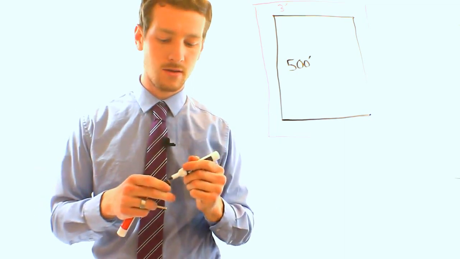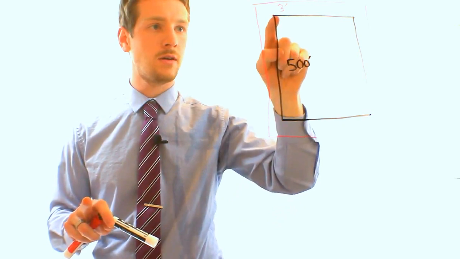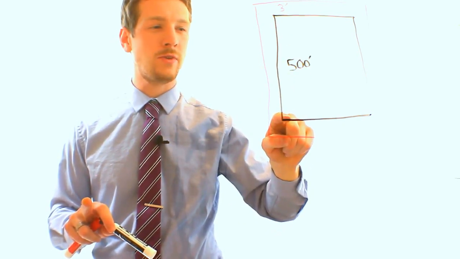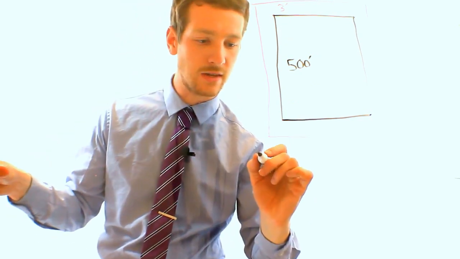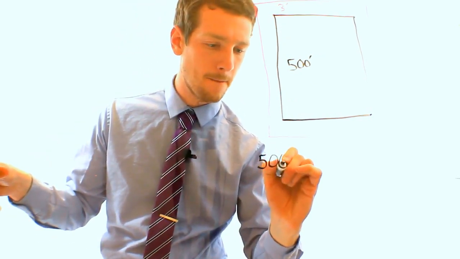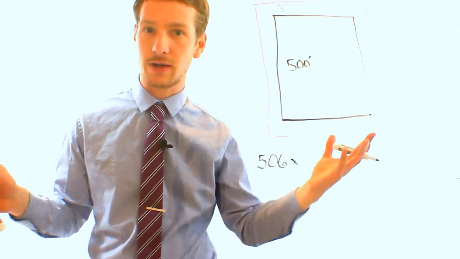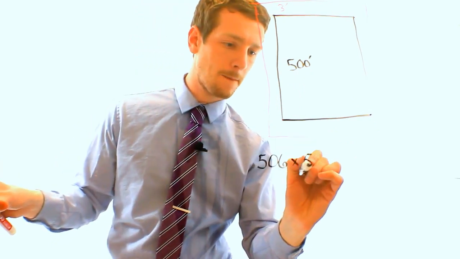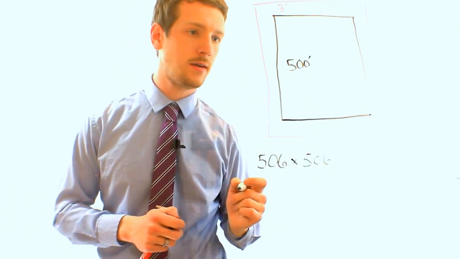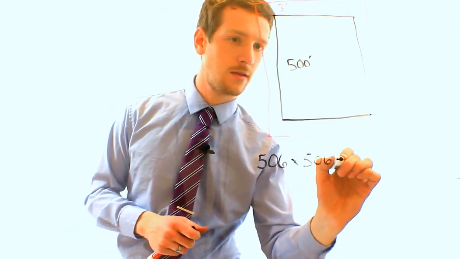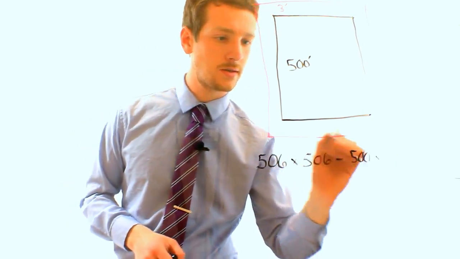So let's do that. So we know that the outside rectangle is going to be 500 feet plus another 3 on this side and another 3 on this side, so a total of 506 feet multiplied by itself, because this is actually a square. I keep saying rectangle, but it is a square, to find the area of that outside square. Then we could subtract from that the area of the inside square, which is 500 times 500.